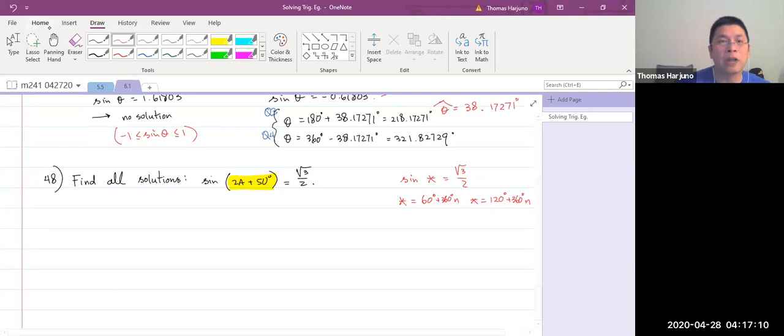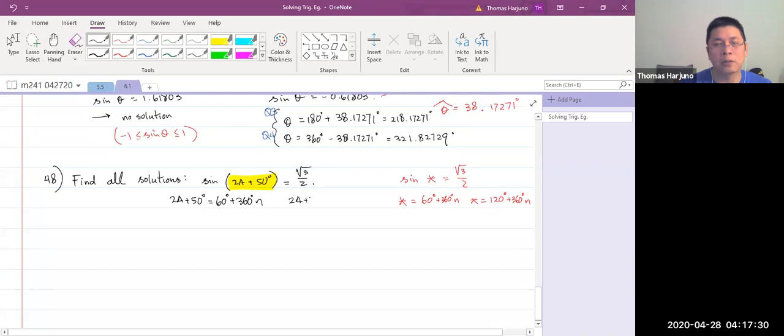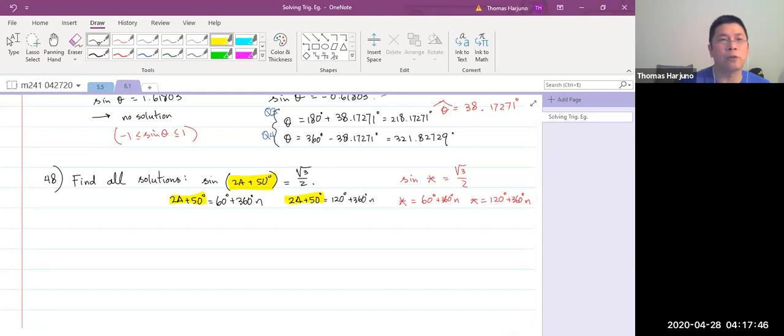Okay. Now I change that ugly guy back to 2a plus 50 degrees equals 60 degrees plus 360 degrees n, or 2a plus 50 degrees equals 120 degrees plus 360 degrees n. Okay, so this is my blah, this is my blah. Now then from there you solve for a.